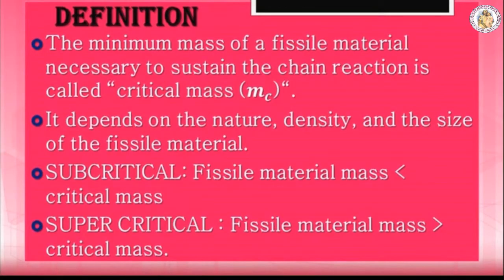The minimum mass of a fissile material necessary to sustain the chain reaction is called critical mass, which we write as MC. It depends on the nature, density and the size of the fissile material. If the mass of the fissile material is less than the critical mass, it is termed as subcritical. If the mass of the fissile material is more than the critical mass, it is termed as supercritical.